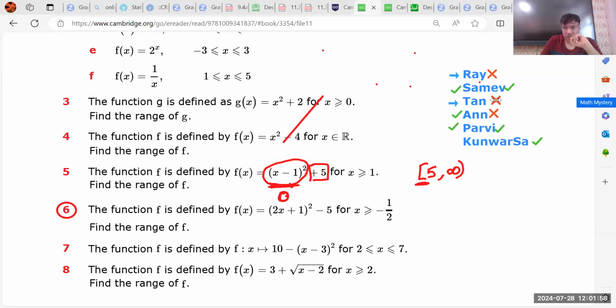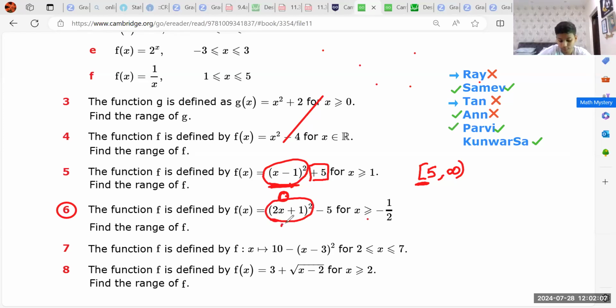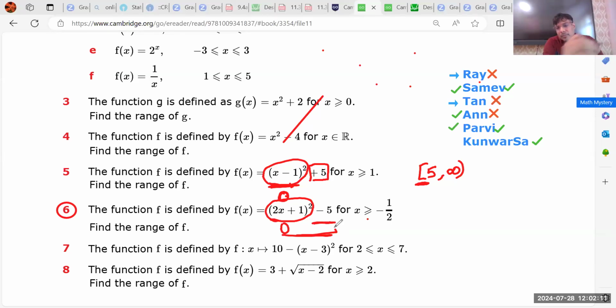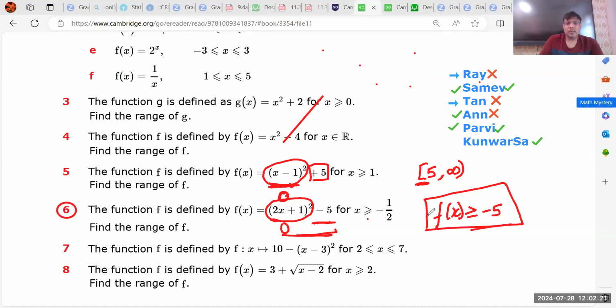Tanish, it's wrong. So see guys, what is the minimum value of this, Tanish? Sir, 0. What is the minimum value of this function then? Sir, minus 5. So f(x) is greater than or equal to minus 5. Mr. Ray, Anvi, understood? Yes, sir.